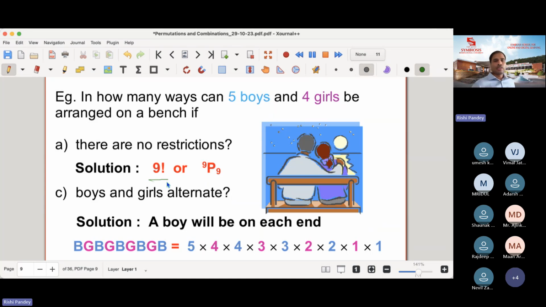Any 5 and... Yes, sir. 4. So this is the simple way. For the first position, any one out of 9 can be selected. Then the second position, 8. Then the third, 7, then 6, 5, 4, 3, 2, 1.